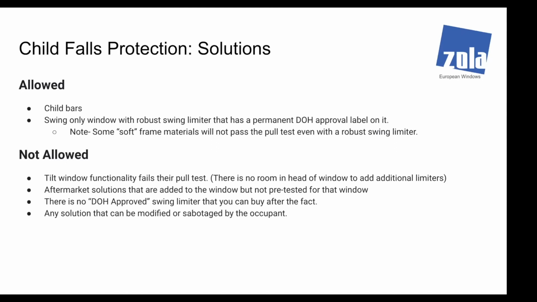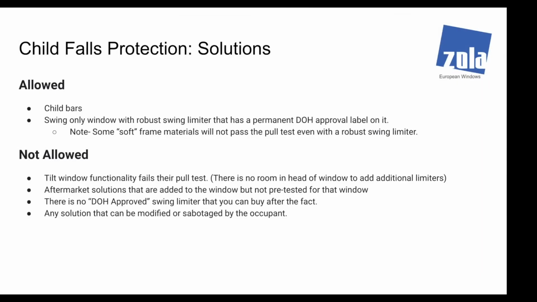And then what's not allowed is the tilt functionality. Aftermarket solutions aren't tested. Things that aren't DOH approved, and there is no post-market approved swing limiter that can be installed on any window. That's not how the DOH child falls works. They need the whole thing tested together, and the system is frame plus connection screws plus swing limiter arm that is robust for this test. That is a mouthful. I did it in about 25 minutes. I didn't want to do it in an hour.